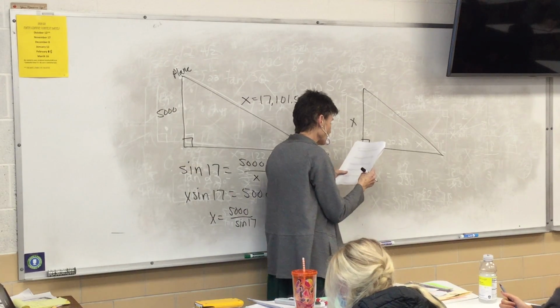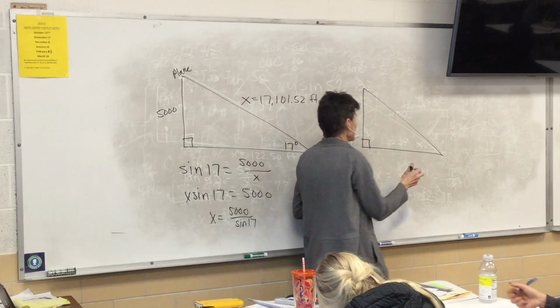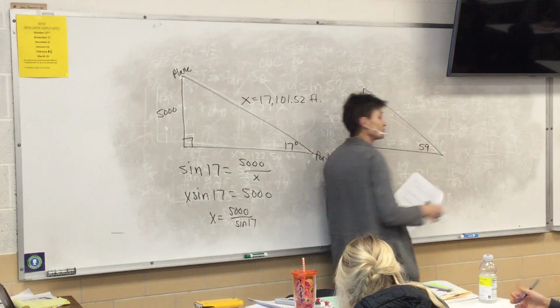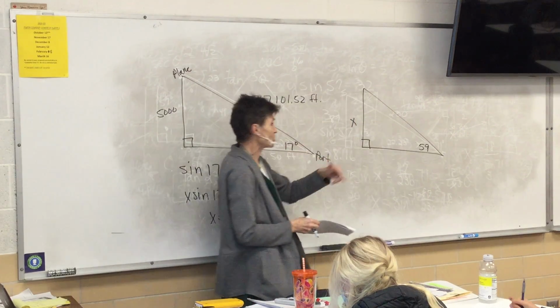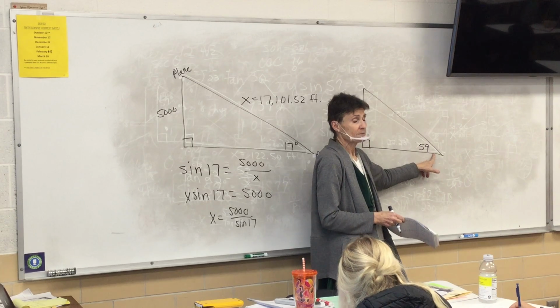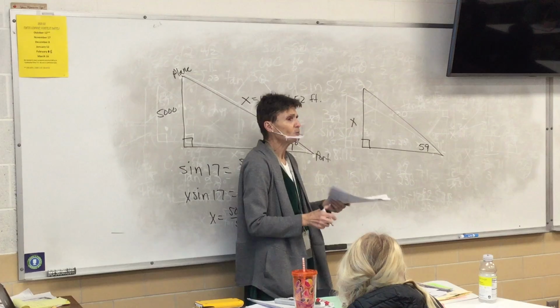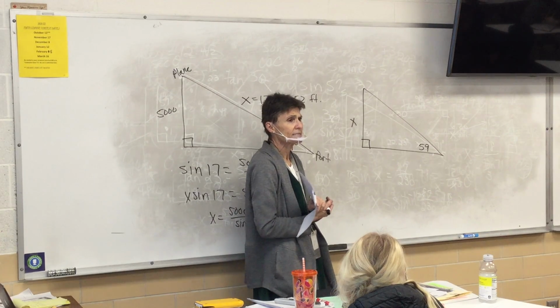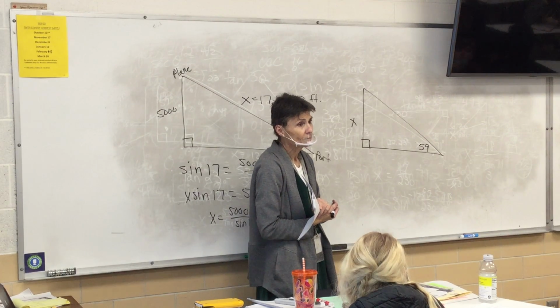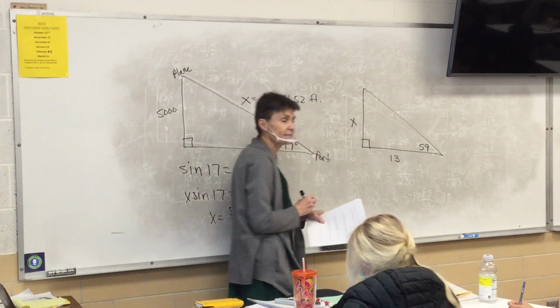Find the height of a flagpole. So now I got my flagpole and I want to know how tall it is. Have you noticed that all these problems have the same basic picture? Yeah, they're all right triangle problems. It makes a shadow 13 feet long when the angle of elevation of the sun is 59. Now, Mrs. Ford told you that your angle of elevation and depression always goes right here. Always. Where do I put the shadow? The shadow is 13 feet long. Where does he go? On the ground. Shadows are on the ground, right?